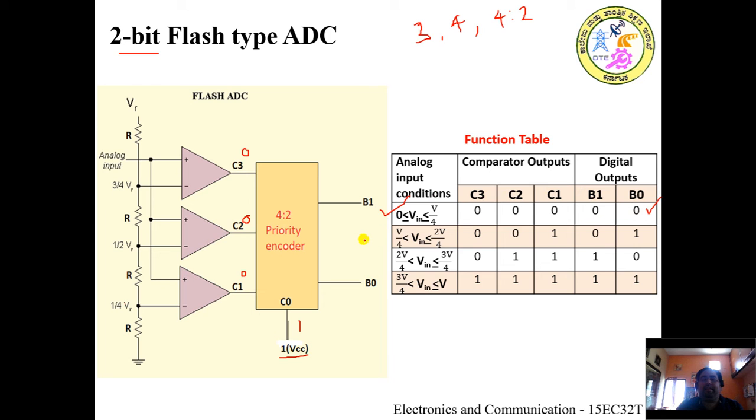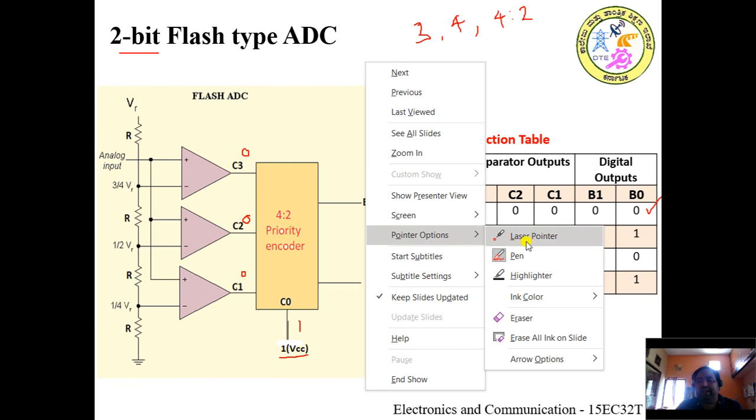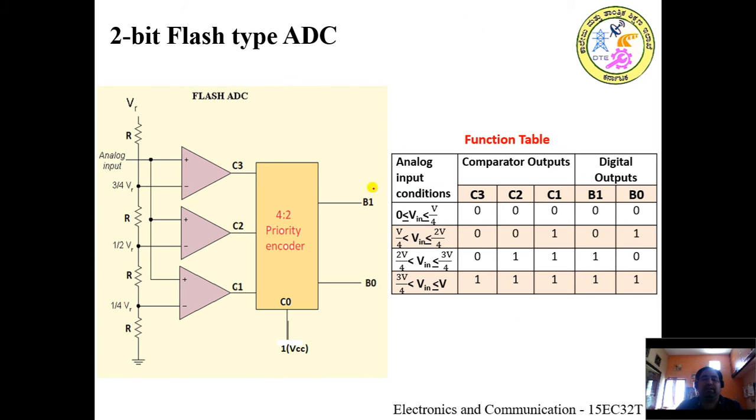Okay. Let us consider the second case. So here, the unknown analog input voltage is greater than the first reference voltage for the comparator 1, but it is less than 2V by 4. Means here this analog voltage, that is, the voltage at the non-inverting input for the comparator 1, is greater than V by 4. Means the output of comparator 1 would be 1.